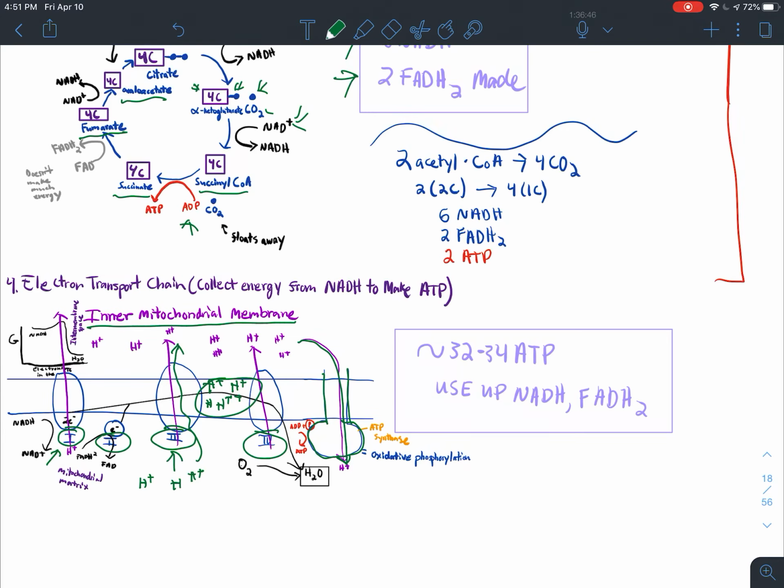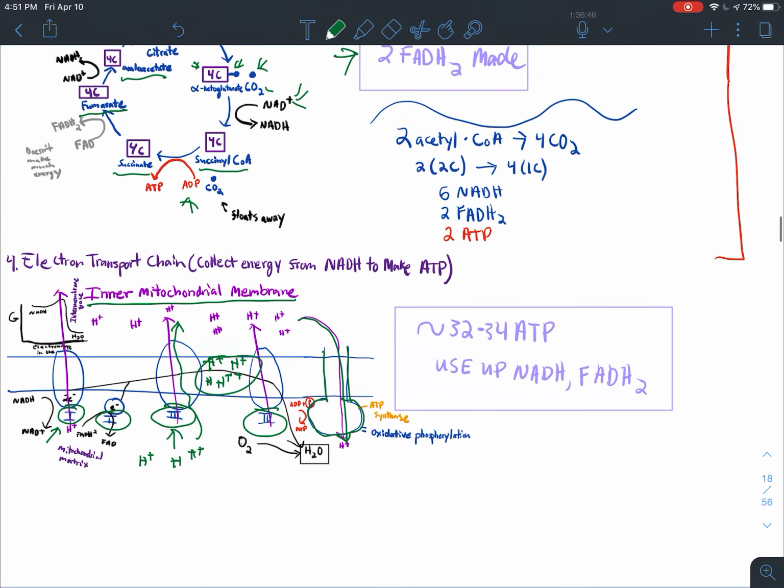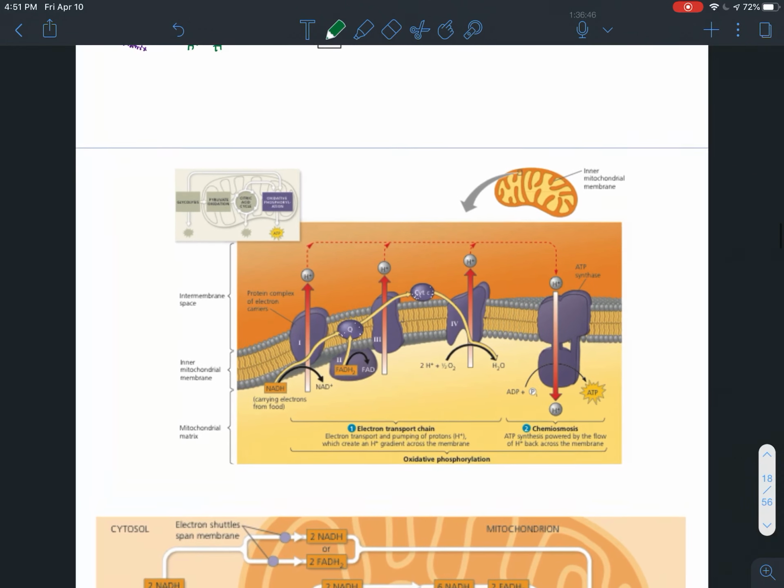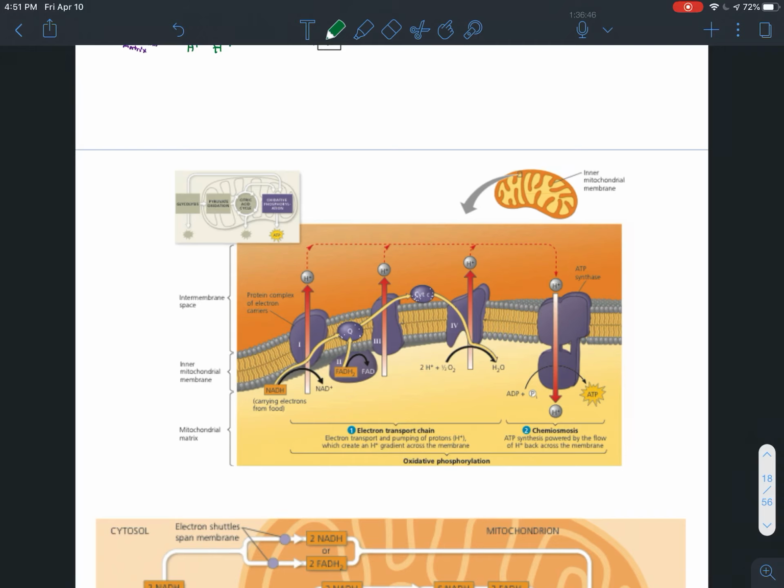In a perfect world, we can possibly make 30 ATP from NADH going through the electron transport chain and about 4 ATP using FADH2, but realistically, they make about 30 ATP molecules per glucose molecule. Summary: about 32 to 34 ATP. They use up NADH and FADH2. Here is a better picture of the electron transport chain.